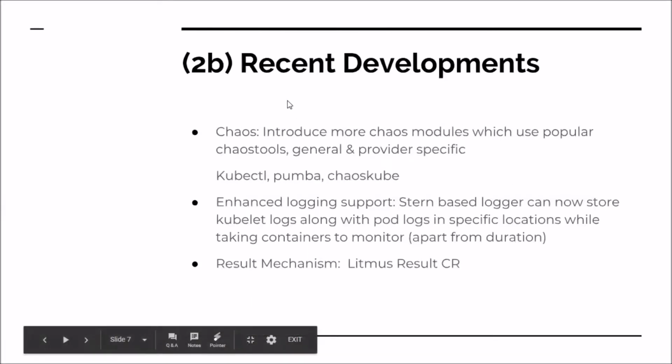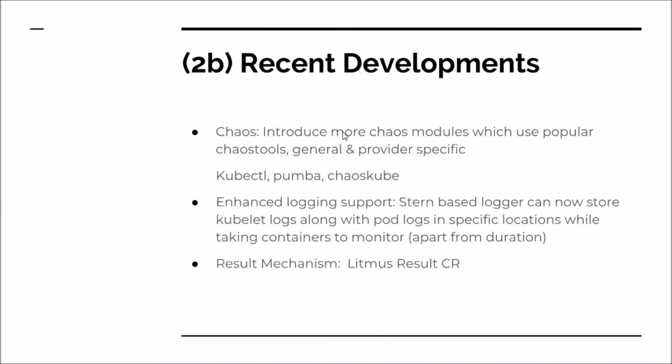From the chaos perspective, we have added more chaos tools. kubectl-based chaos utils, Pumba, and chaoskube-based chaos utils have been created. There is a separate chaos library which has been created. As a result of compartmentalization of the tests, a separate library for chaos has been created where all the utils for the tool specific and provider specific chaos will be created. So we have chaos support for all these tools.